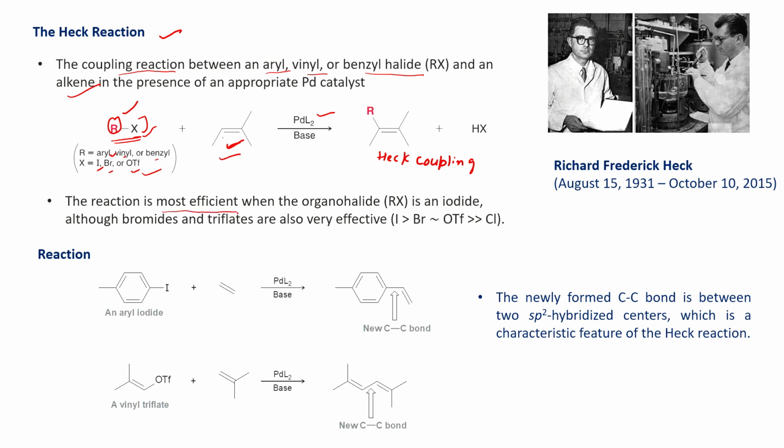The reaction is more efficient when organohalide is iodide. So your iodine is much more reactive compared to bromine, triflate and chlorine. So what exactly the Heck reaction is? In Heck reaction, you treat aryl iodide with ethylene in presence of palladium catalyst and base, and there is formation of new carbon-carbon bond. You can see styrene product is formed here.